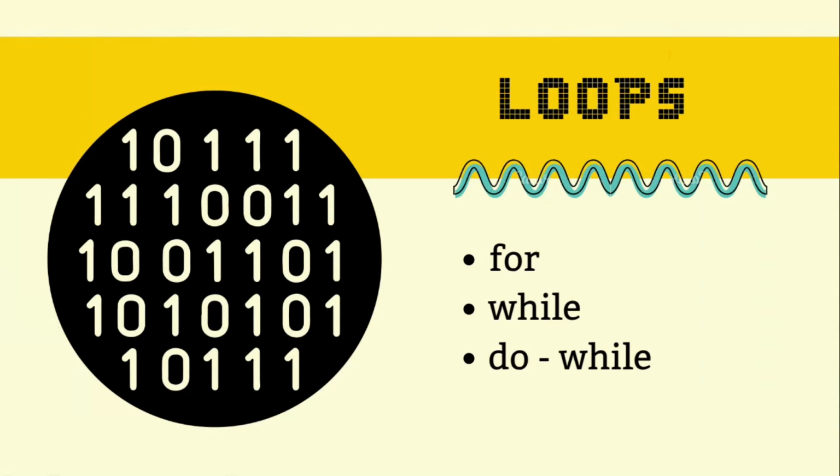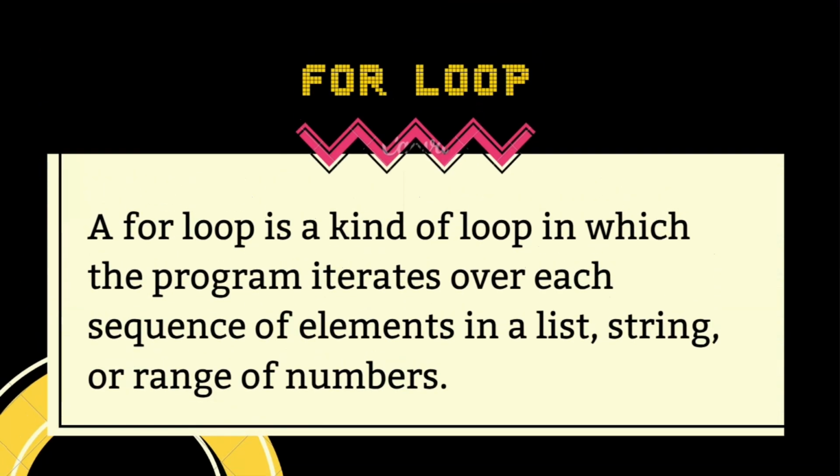There are three main types of loops in C: for, while, and do-while loops. We will talk about while and do-while loops in the next video. Now let's talk about for loops in C programming language.